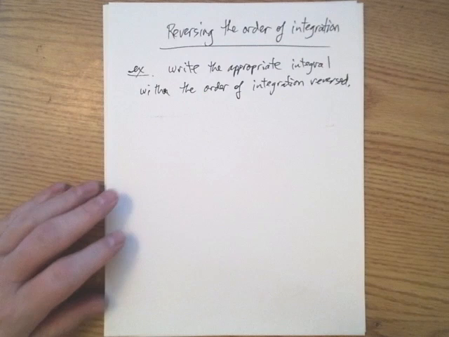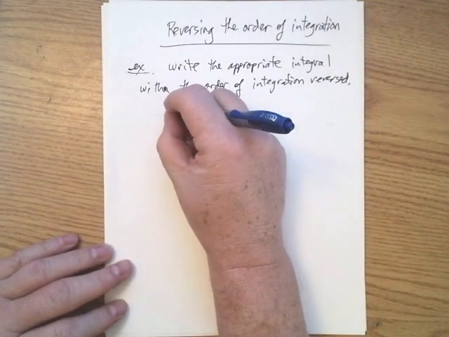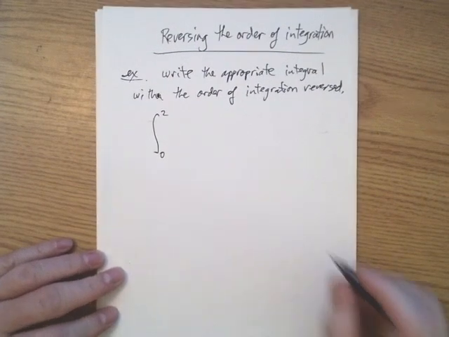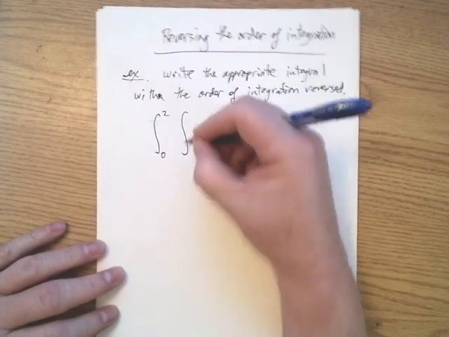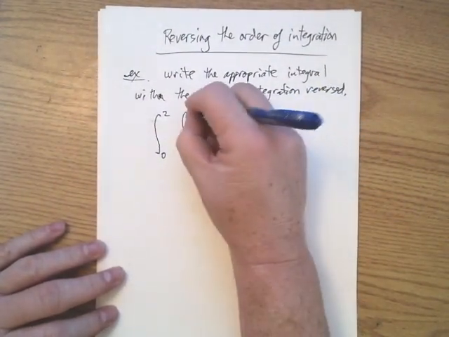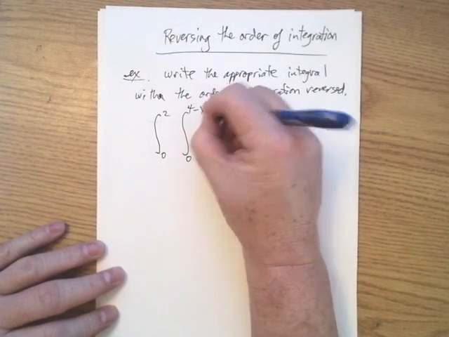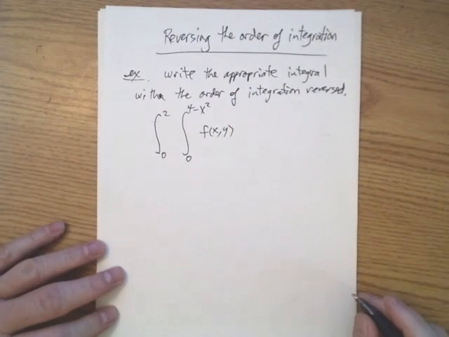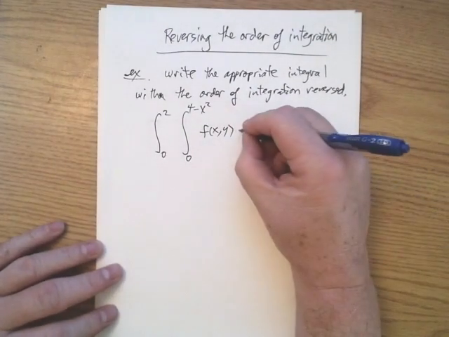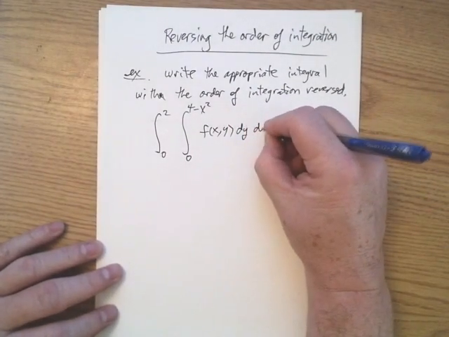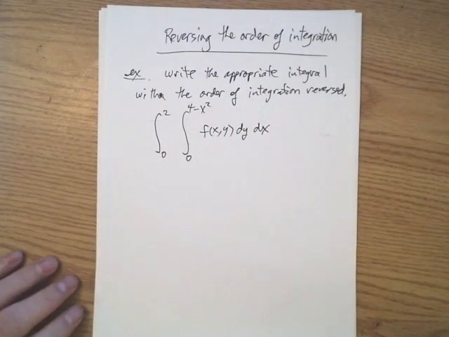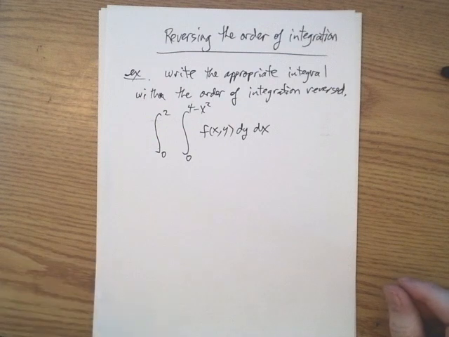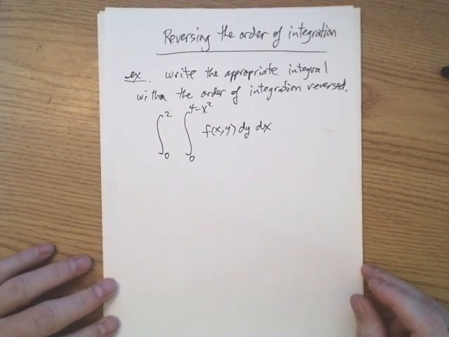Here it is. Going from 0 to 2, 0 to 4 minus x squared. I'm integrating some function of x and y, dy dx. Okay, so I'm going to give you guys a question of this kind on the exam. So you guys need to be ready for questions of this kind.